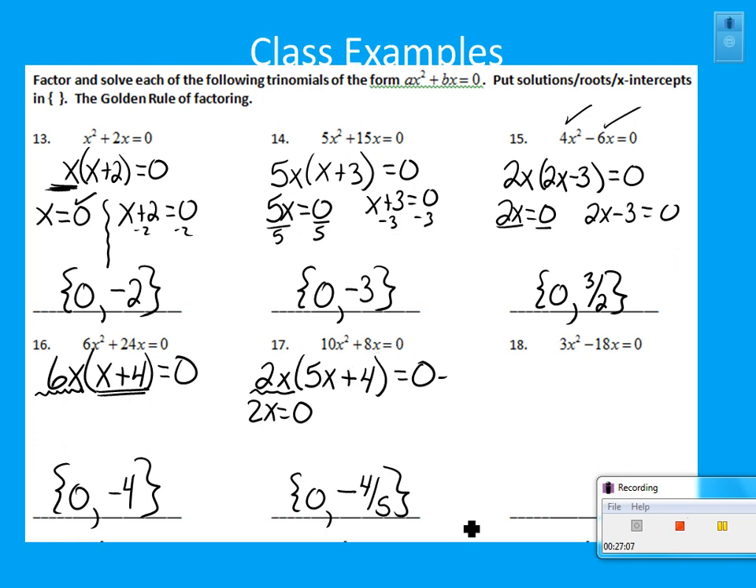Here's number 18. Out of 3x squared minus 18x, we got to decide what's in common between a 3 and an 18. Well, that answer happens to be a 3x. And then what's left? 3x times something is 3x squared, so I got an x. There's a minus sign, so I'm going to put a minus sign. And then a 6. So I got 3x times x minus 6.